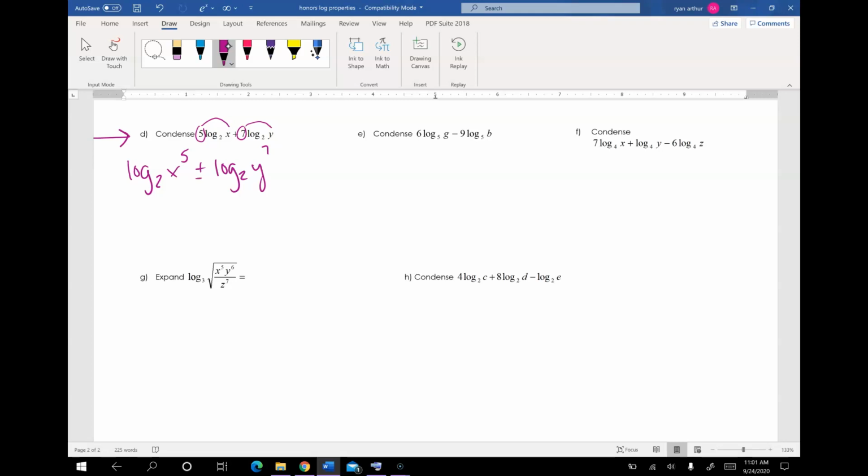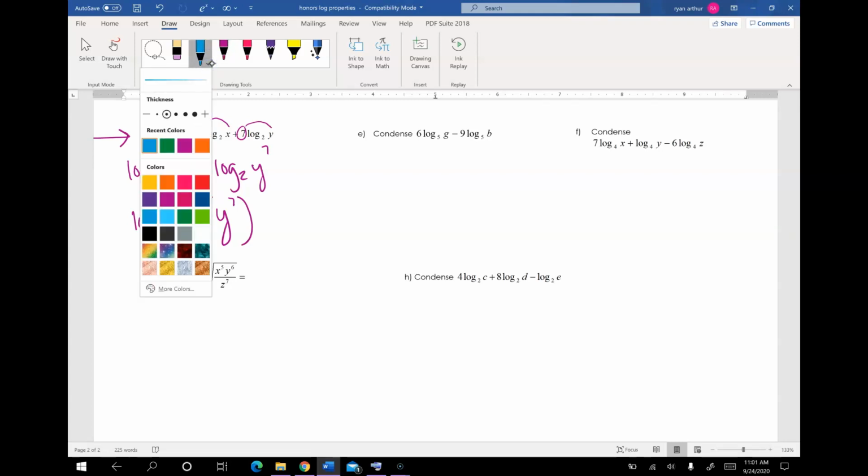Now, I'm adding these 2 logs, so that means when I condense to 1, I'm going to be multiplying the insides. And that'll be your answer. Okay? All right, let's do another one.